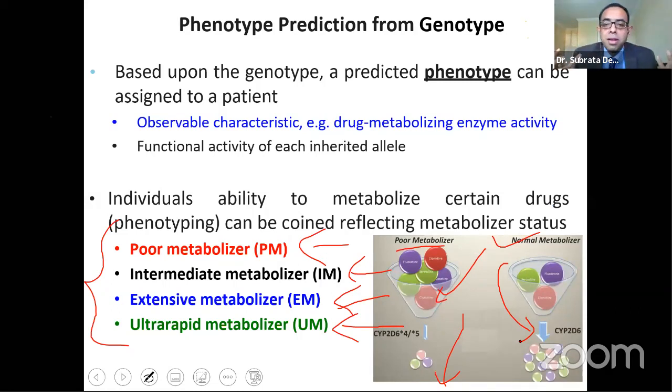You can think in your mind, poor metabolizers are a funnel where the drugs are stuck there; they cannot come out. And in case of normal metabolizers, they essentially metabolize, eliminate, and filter the drug out of the process. And this is the difference between the phenotypes.